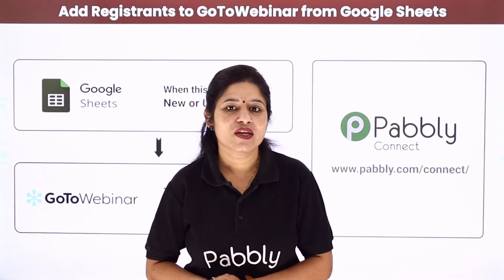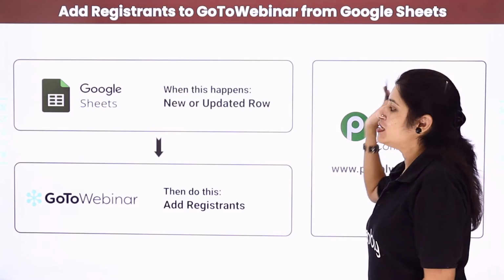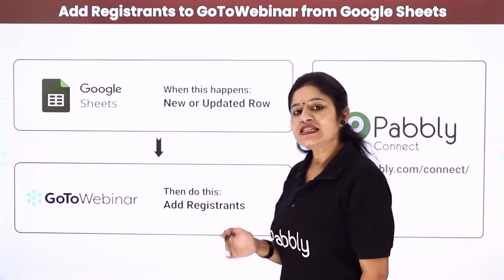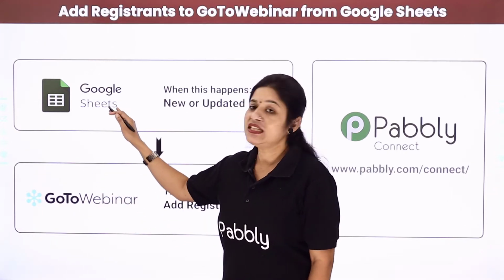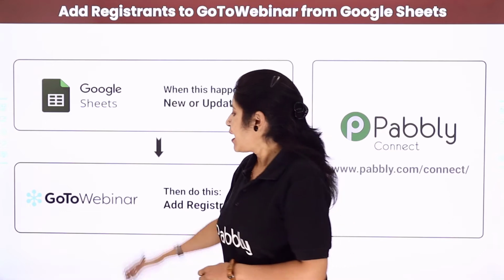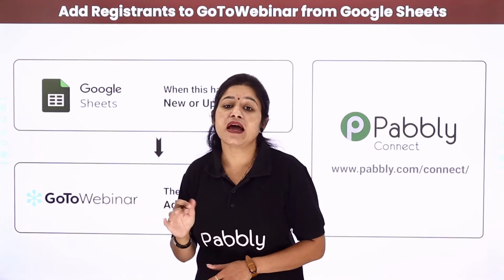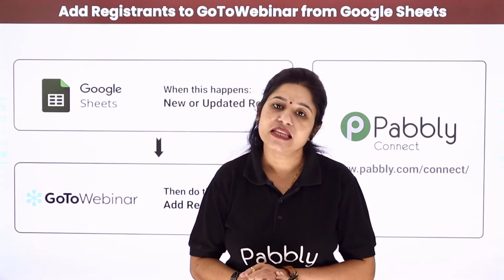In this video we are going to learn how you can add registrants to GoToWebinar from Google Sheets automatically. So first, let us understand what these software applications are all about. Google Sheets, as we all know, is a spreadsheet program with database functionalities, and GoToWebinar is a webinar platform to engage your audience through virtual conferences and events.